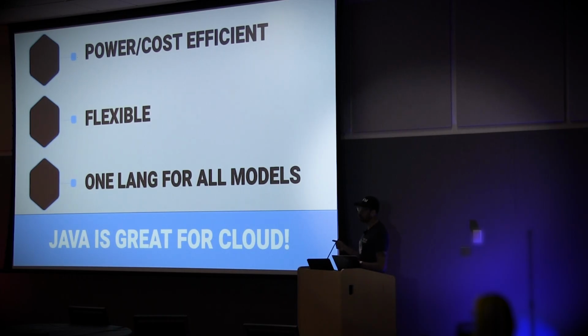It's extremely power and cost efficient. It's very flexible. You can build almost any type of app for it. And again, the JVM has been around for almost 30 years. So it's 30 years of improvements to the Java virtual machine in terms of performance and lots of other things. And it can be a language for all different types of application models.